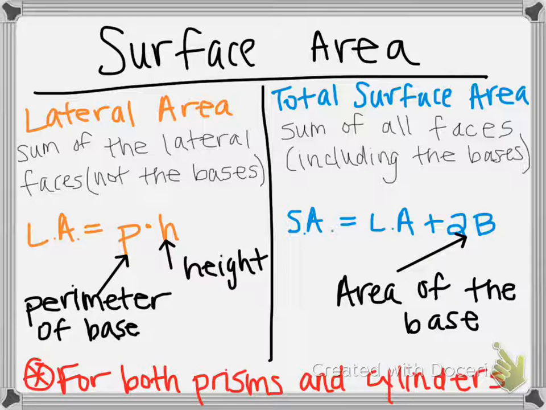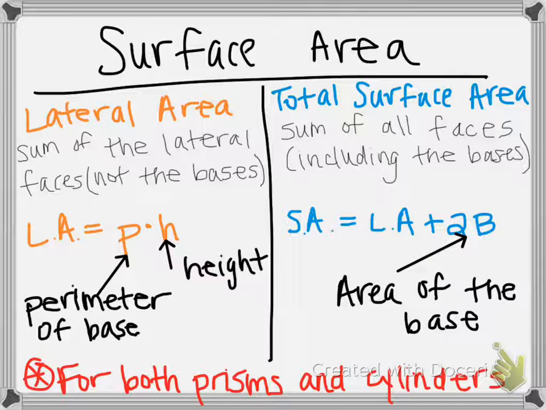The next one is total surface area. So this is simply the sum of all the faces, including the bases. Going back to the bedroom example, it would be including the area of your ceiling and floor. So to find total surface area, normally abbreviated SA, we have to take our lateral area, which would be the sum of all the sides, but then add 2 bases.